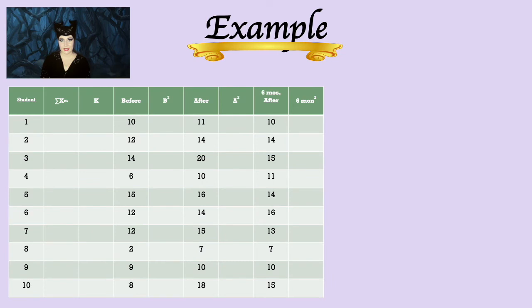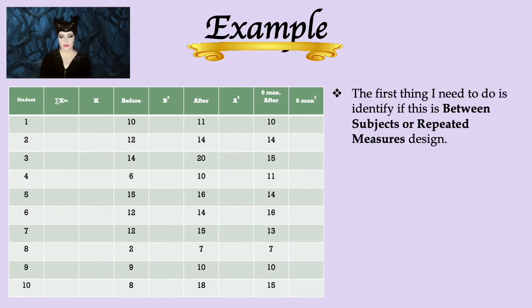So here are the data that we've collected. Before, after, and 6 months after, and the numbers in each column represent the number of magic tricks they completed correctly. So the first thing I need to do is identify if this is between subjects or repeated measures. Well, since the same 10 students are taking this magic test before, immediately after, and 6 months after they enroll in a magic course, it sounds like this is a repeated measures design because we are measuring the same participants more than once, repeatedly.